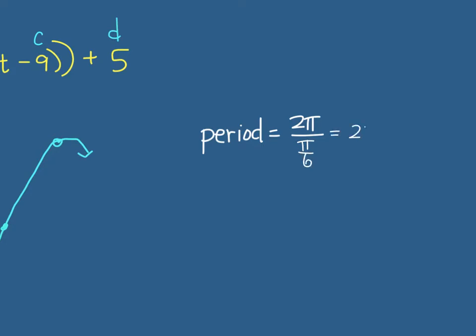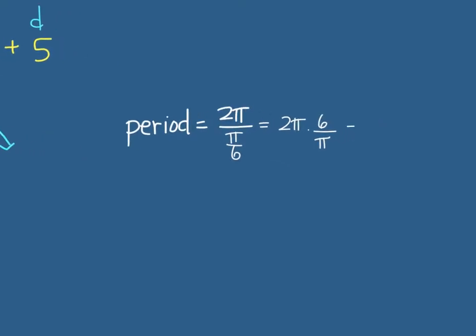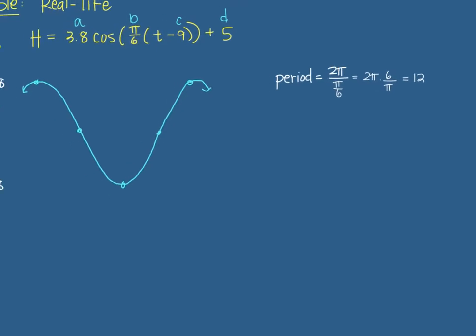Multiply by the reciprocal. So 2 pi times 6 over pi. What does that turn out to be? It turns out to be 12. That means the cycle ends at 12. So 0 is the beginning, and the cycle ends at 12.